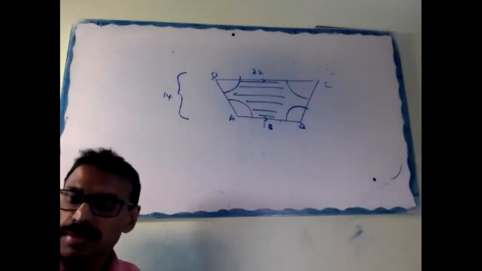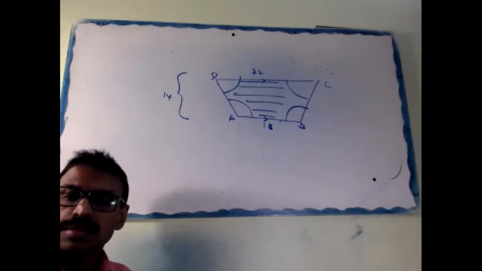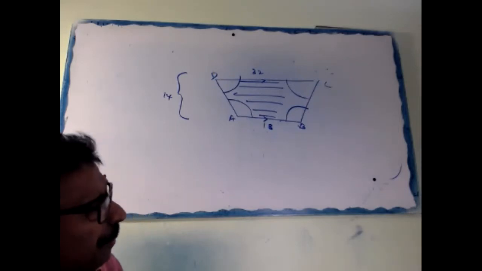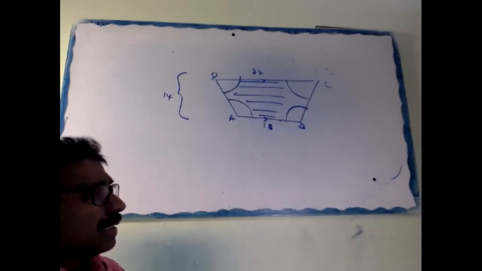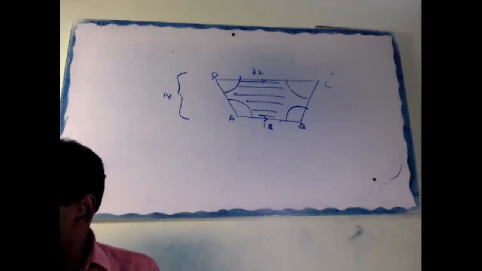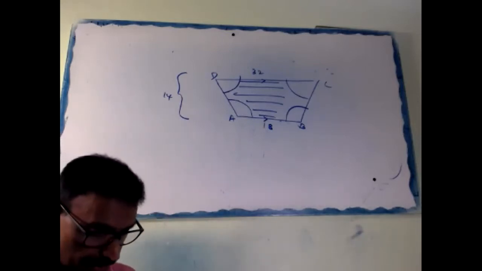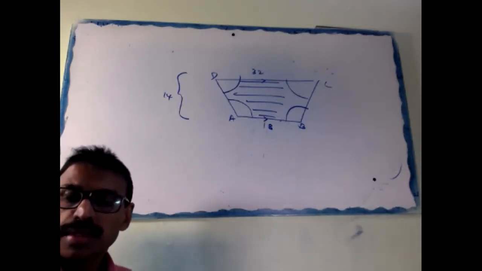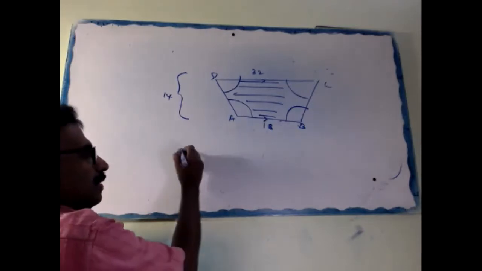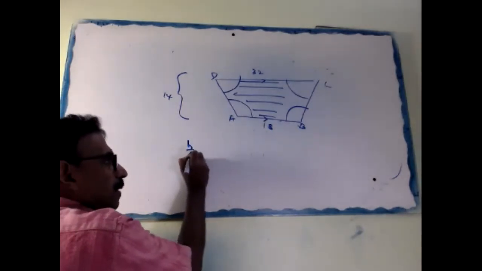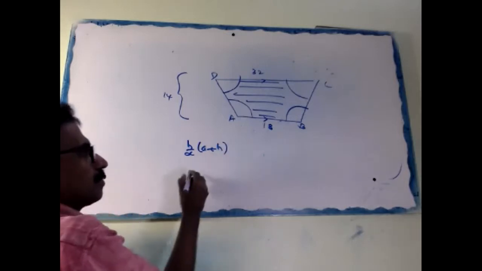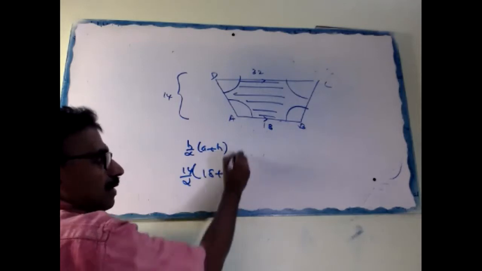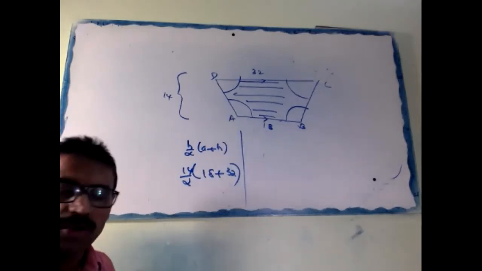Okay. So how to find this one? First, area of the trapezium minus the area of the sectors, right or not? Yes, Ridhika, you got it correct. Area of the trapezium is h by 2 into a plus b. So 14 by 2 into 18 plus 32. You find that out. Then the area of the sectors, how do you find it?